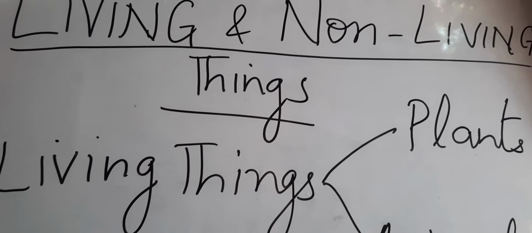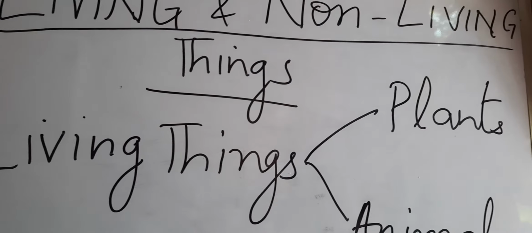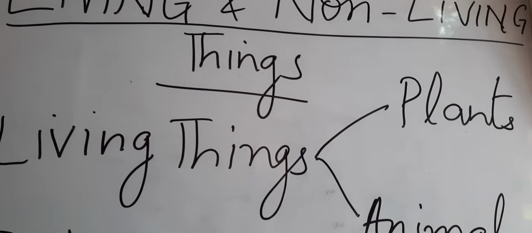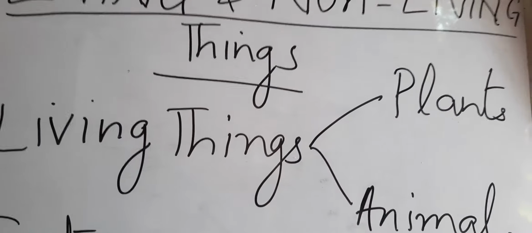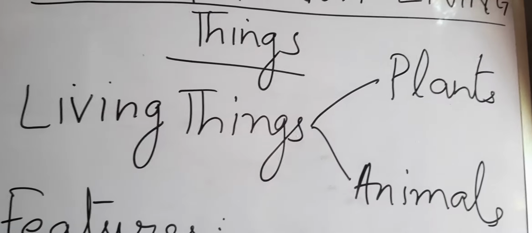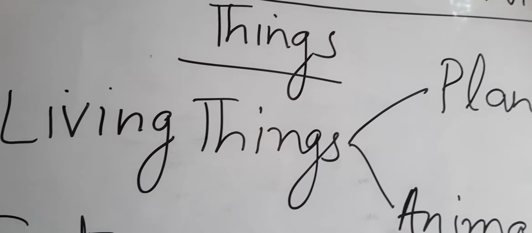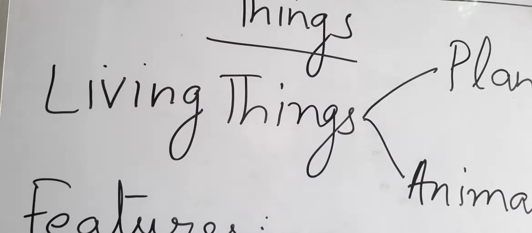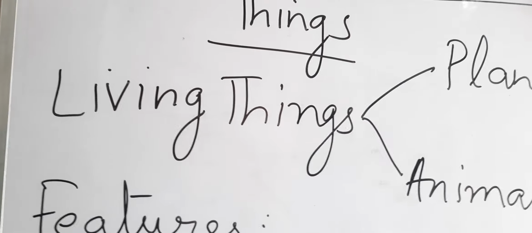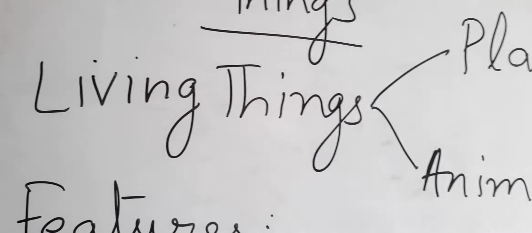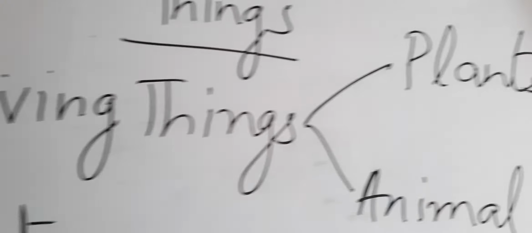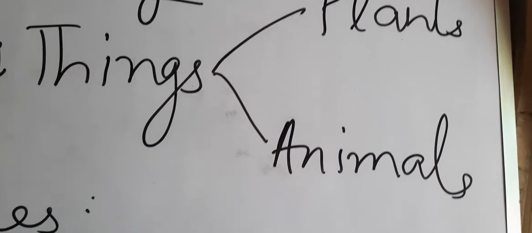You see many things around you like book, pencil, plants, your sister, so many things are there. These things are of two types, living things and non-living things. Living things are those things which have life in them. They are also divided into two types of groups, plants and animals.